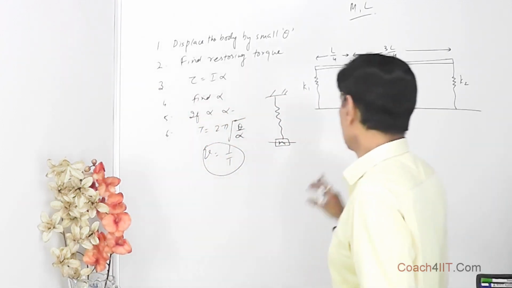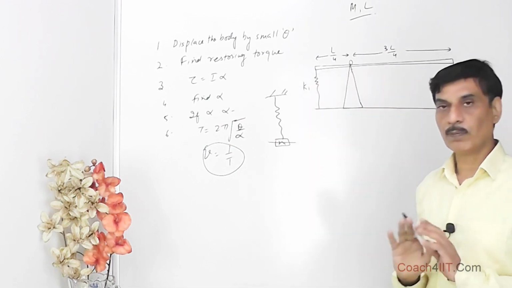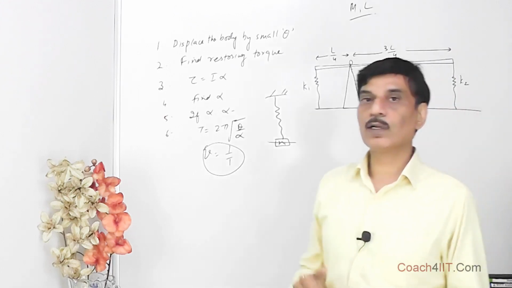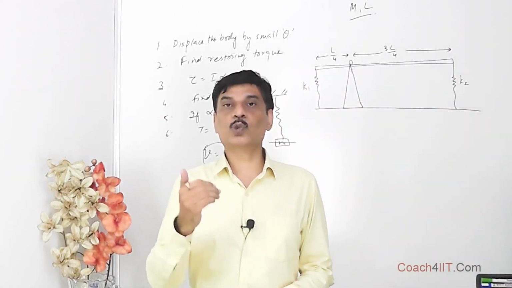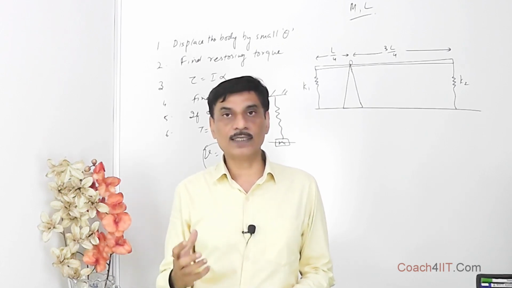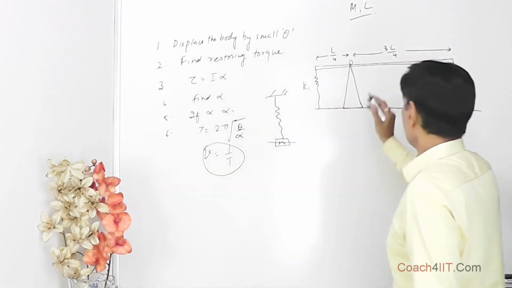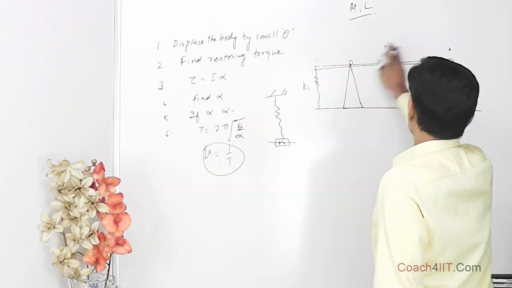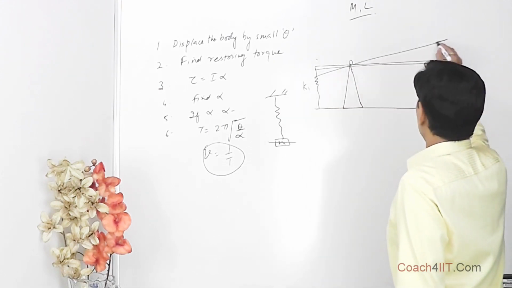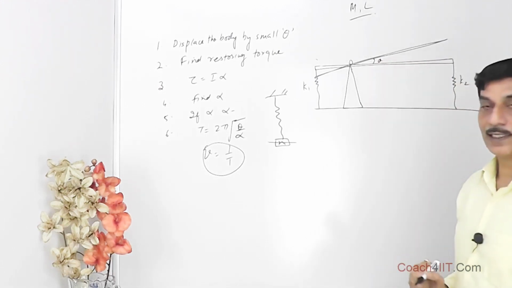Similarly here also we are not bothered about what the extensions or compressions in the springs are. As soon as we displace it by some angle theta, we will go for the extra restoring torques, that is, the fresh restoring torques which come into play and try to rotate the body towards its mean position. So I remove this so that we have more space to write. We have moved this body by a small angle theta, right?